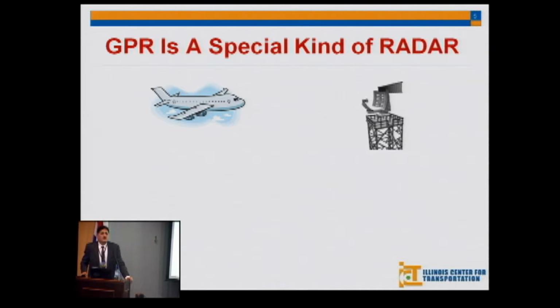So what's ground penetrating radar? In a simple way, it's the same as the radar that we are using for detecting airplanes. What happens here is you are sending electromagnetic waves, it hits an airplane, and it comes back. We know that the speed of electromagnetic waves is the same as the speed of light. So if we know the speed of light and we know the time that it takes to hit the airplane and come back, we will know how far that airplane is from us. So it's a very, very simple concept.